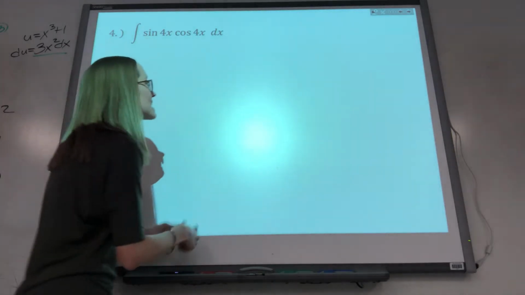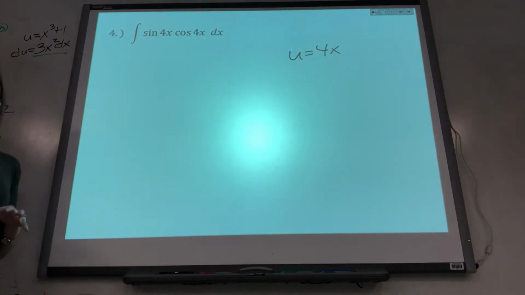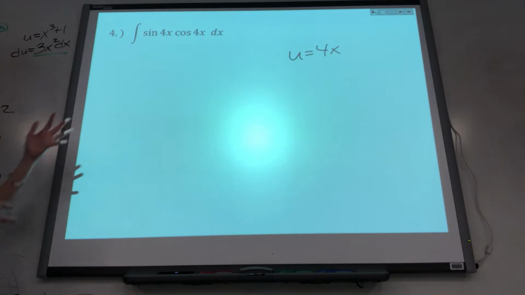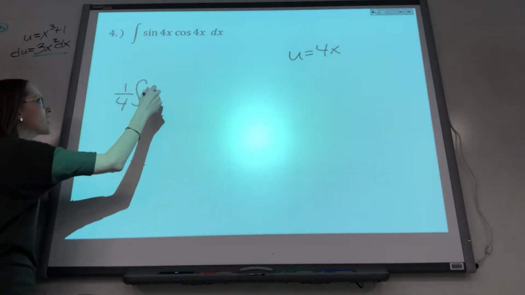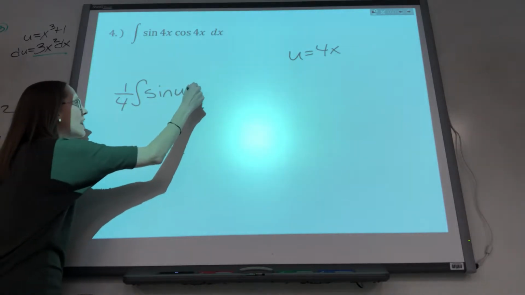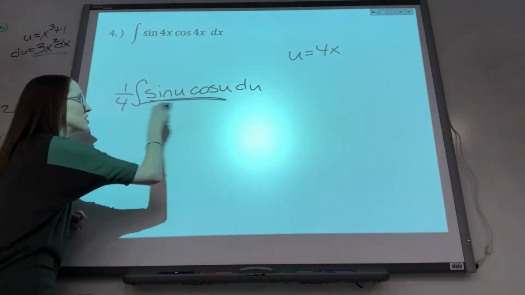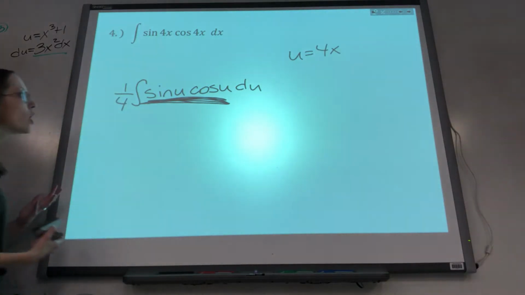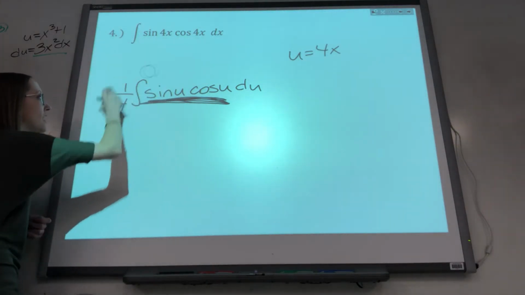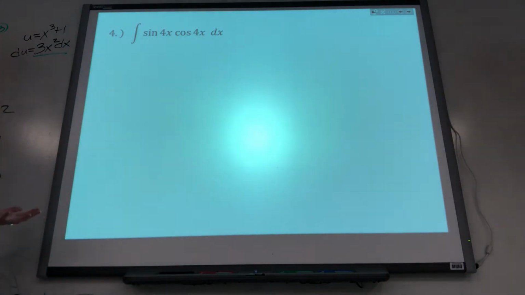I'm not going to let u equal the 4x, because if I did that, I'd have to pull a 1/4 out front, but it would turn into the integral of sine of u cosine of u, and this is what I was just talking about. We don't have an integral for sine and cosine together, and there is no product rule for integration, so that is not going to be a good approach.